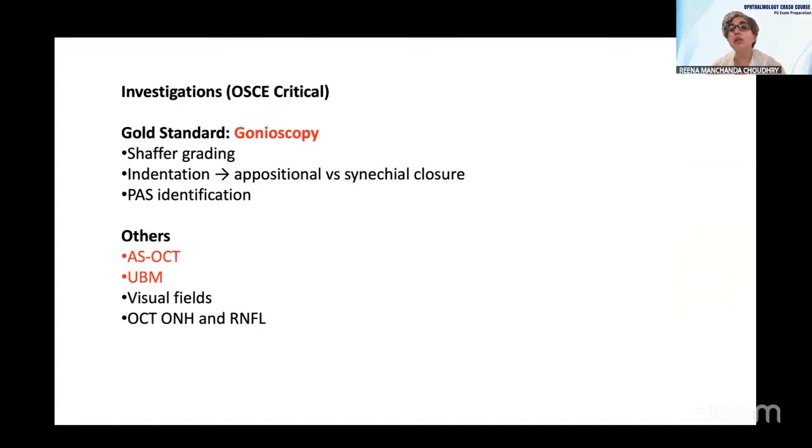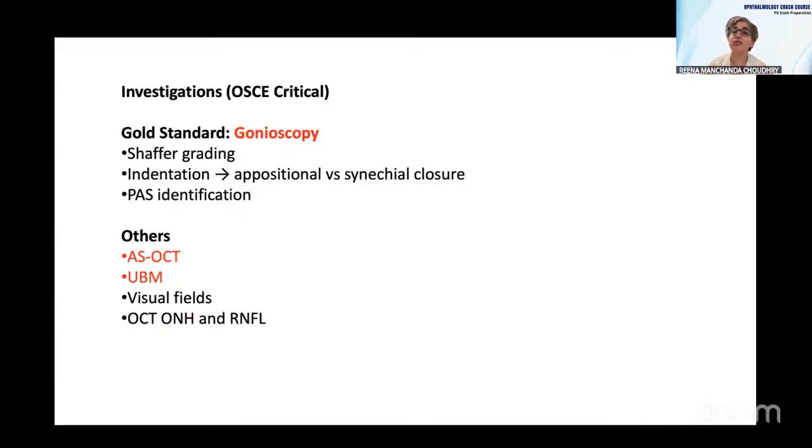The other thing they often want to ask you is what are the investigations utilized to diagnose angle closure disease? And I think the gold standard remains gonioscopy, and that cannot be overemphasized. And Shaffer grading is something that you all have to be familiar with. And indentation. So now we want to use the indentation gonioscope and not the gonioscope with the viscoelastic, because that very often does not help us differentiate between appositional and synechial closure.